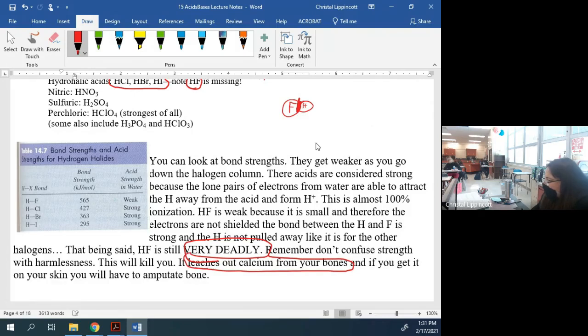You have to amputate the bone to be able to deal with it. Yeah, I mean, it's some serious stuff. So yeah, it's not a good thing at all. So even though it's deemed weak, that doesn't mean that it's not deadly. So don't mistake its weakness for being okay to be around.